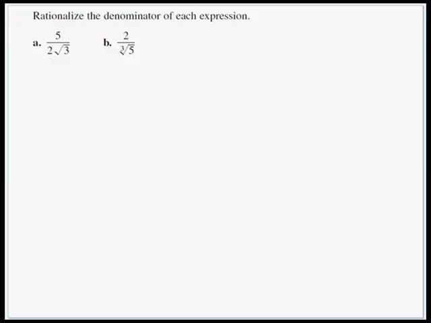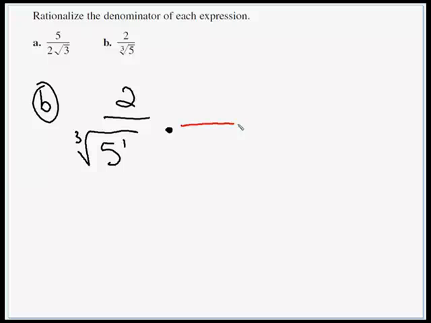Letter B. So our numerator is just a nice easy 2. Our denominator is the third root of 5 to the first power. Now to rationalize, we want to multiply the numerator and denominator by the same thing. And the key is to get this to be a third power under here. We want the third root of 5 to the third power. So we're going to multiply that by the third root of 5 to what power? Because remember, when we multiply like bases, we add the exponents. If this is a 1 and we want to get to 3, we're going to have to add a 2. The third root of 5 squared.